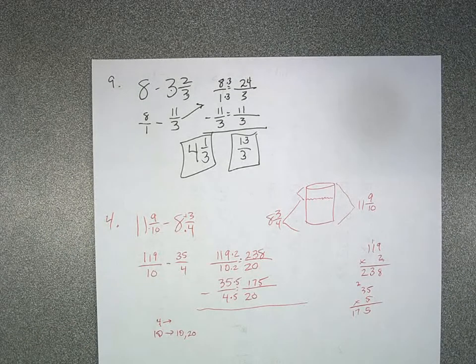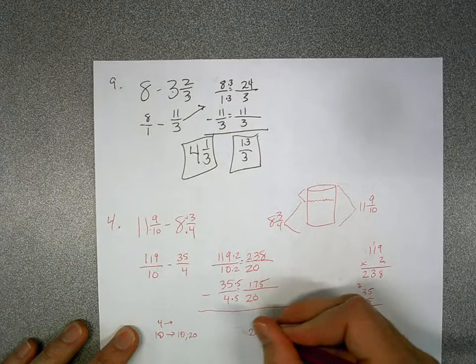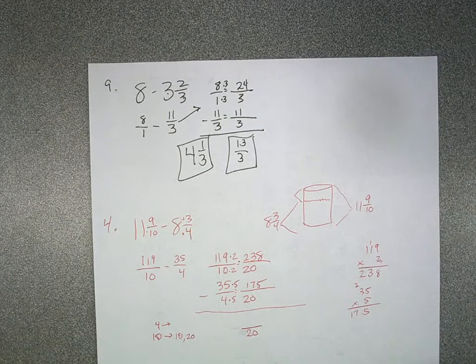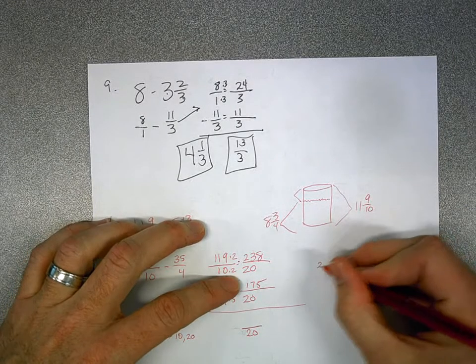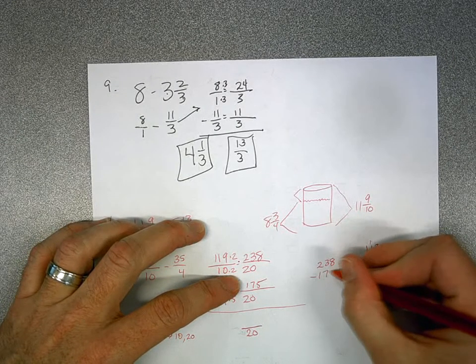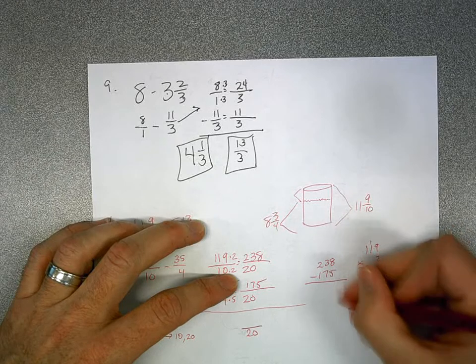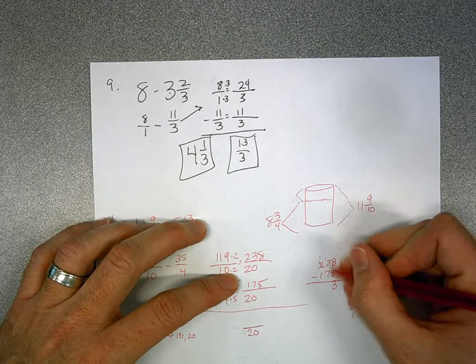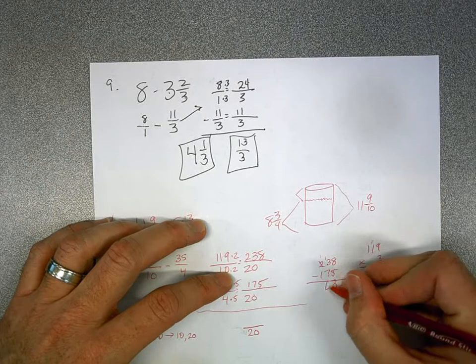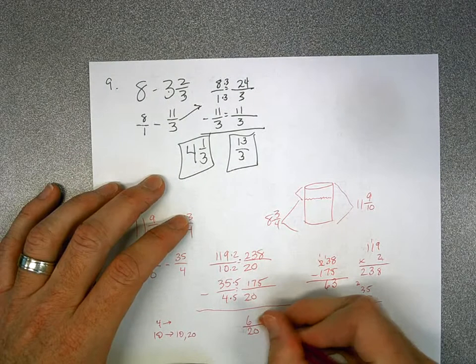And now we subtract. Denominator stays the same like always. We're dealing with 20ths here. And I do another piece of scratch paper work. 238 minus 175. 8 minus 5 is 3. I need to do a little bit of borrowing here. 13 minus 7 is 6. So we have 63 20ths.